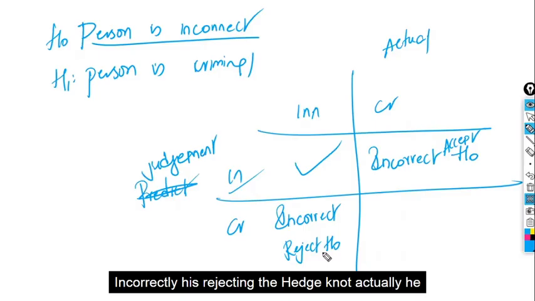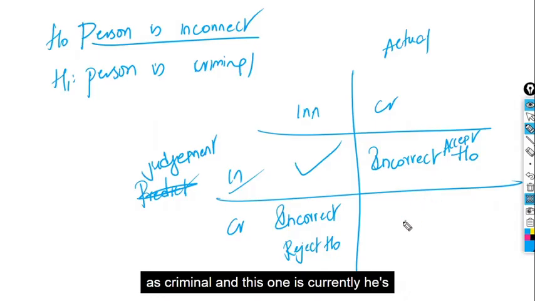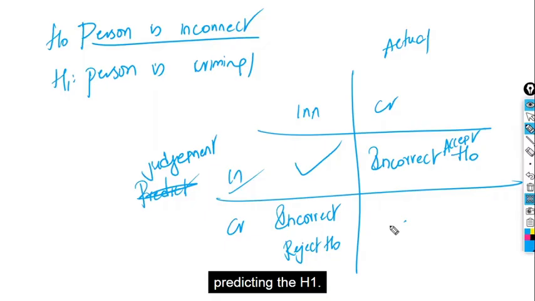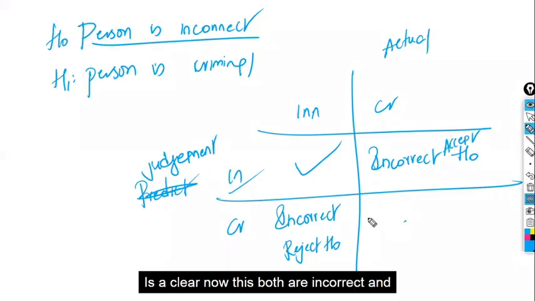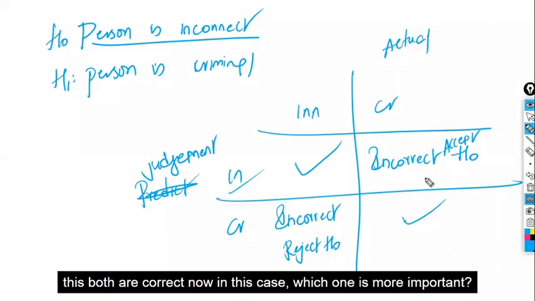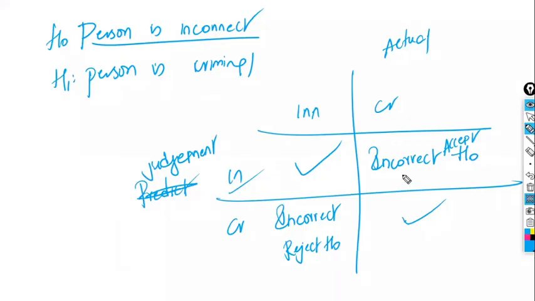Incorrectly, he is rejecting the H0. Actually, he has to say that it is an innocent person, but he has given it as criminal. And this one is correctly predicting the H1. Is it clear now? These two are incorrect and these two are correct. Now, in this case, which one is more important?